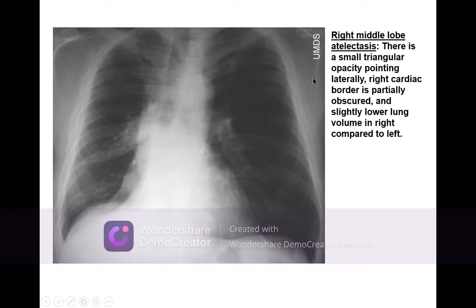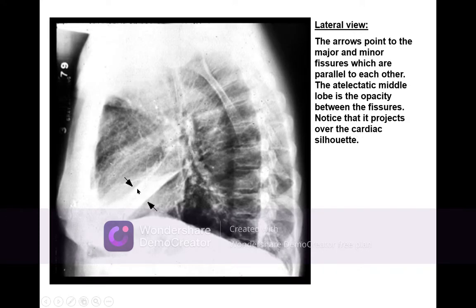Now this is right middle lobe atelectasis. This is what I have told you just now. Displacement of the fissure is there. The minor fissure will go up. On the lateral view, it is very clearly seen here. And see, there is an atelectatic middle lobe opacity between the two fissures. This is a triangular opacity. It may be a differential diagnosis of anything.